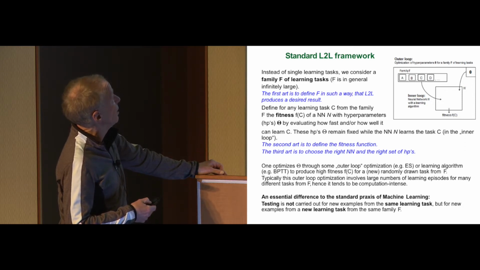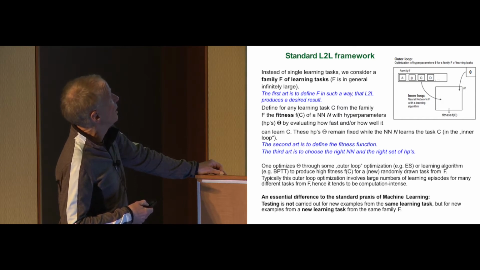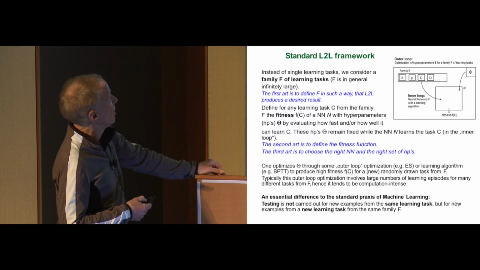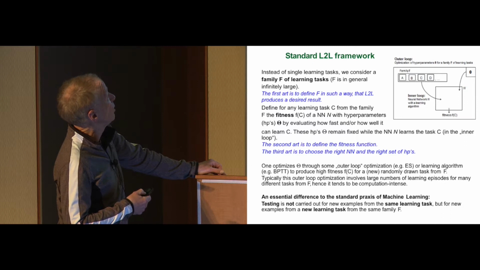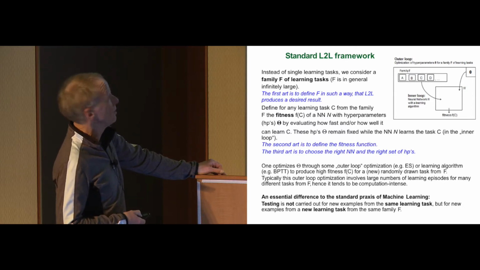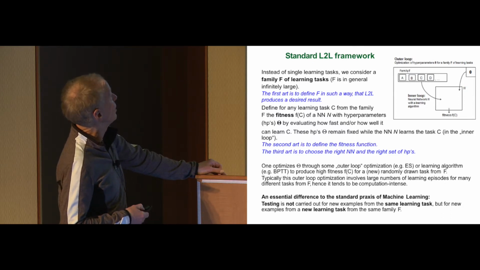And so this is now a neural network, a spiking neural network always in this talk, and it gets a task drawn randomly from this family, and then it has to learn it. And the fitness of this learning process of the spiking neural network is considered by this outer loop, and the outer loop then tries to optimize this function, increase fitness.